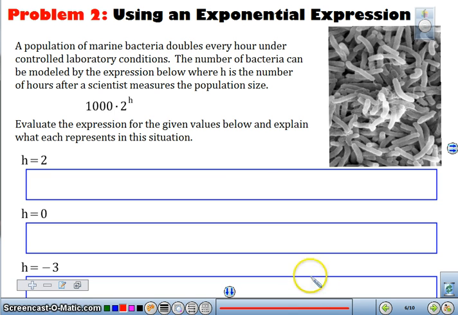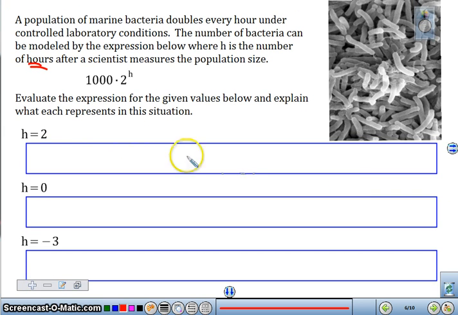As you turn to the top of the next page in your notes, it's talking about where we use these exponential things. It says a population of marine bacteria doubles every hour under a controlled laboratory condition. The number of bacteria can be modeled by the expression where H is the number of hours that the scientists measured the population, 1,000 times 2 to the H. What they're going to ask you to do is to evaluate each expression for the given values, and what does that represent.